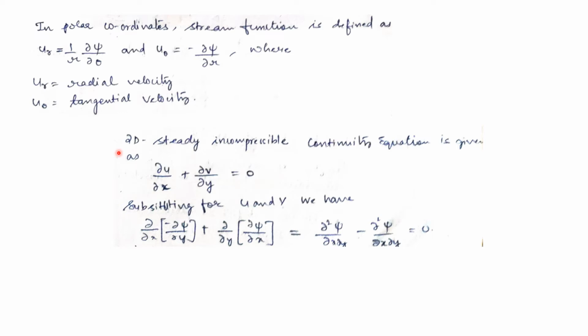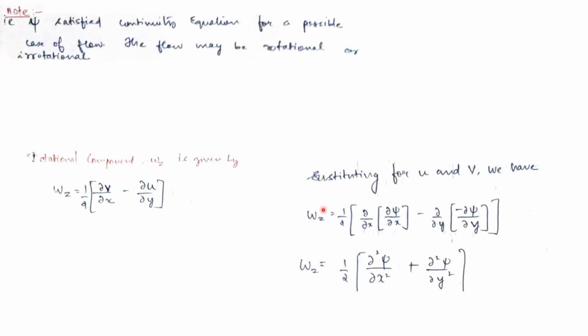Next, the 2D steady incompressible continuity equation is given by ∂u/∂x plus ∂v/∂y. Substitute u and v in terms of the stream function psi, ∂ψ/∂y and minus ∂ψ/∂x instead of u and v. We substitute that and you'll get it is equal to 0, which is an important term.